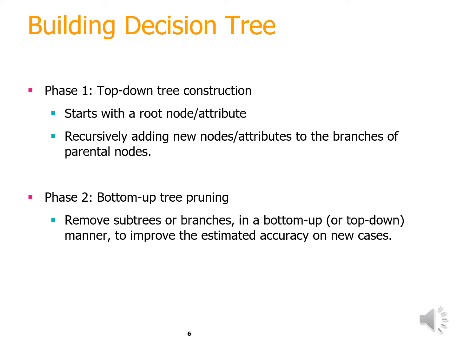In phase two, your tree is now constructed, but in phase two, you make the tree simple and compact. What you do is simply remove some subtrees or branches of the tree you created in phase one. That's what you do in phase two. We're gonna learn the details of each phase later on.